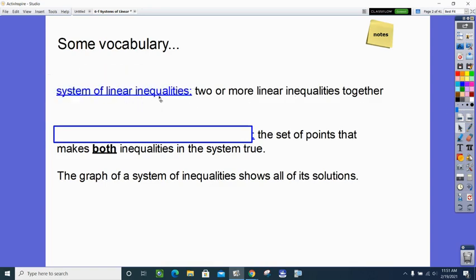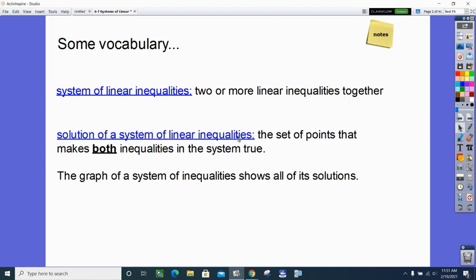So today we're going to start with a little bit of vocabulary. A system of linear inequalities is just two or more linear inequalities graphed together. The solution of a system of linear inequalities is the set of all the points that makes both inequalities in the system true. So the graph of a system of inequalities will show all of its solutions.